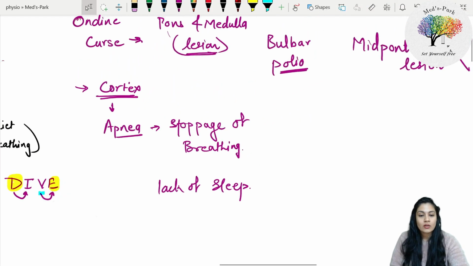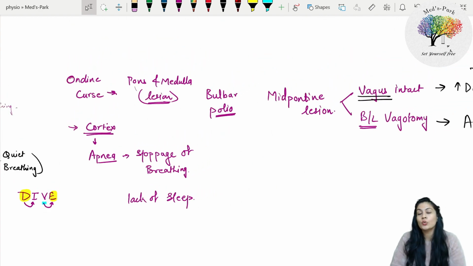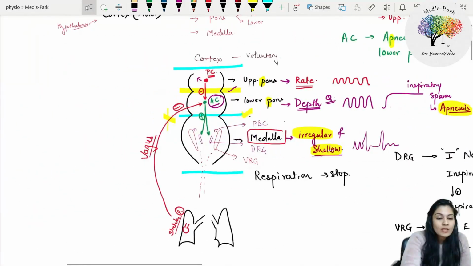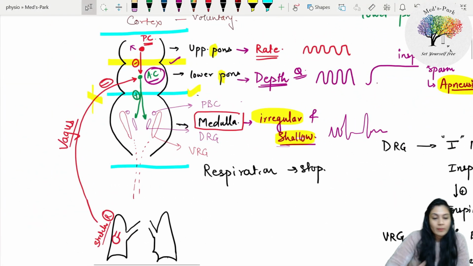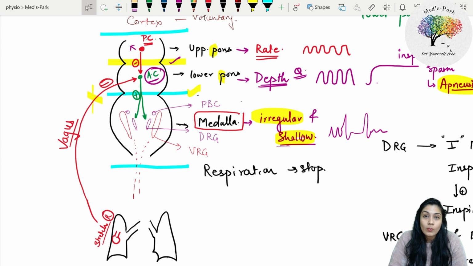Okay, so this is all about the neural regulation of respiration. Please remember the diagram. As soon as you remember the diagram and you remember how things work over here, definitely you won't have any problem in solving the lesions also.